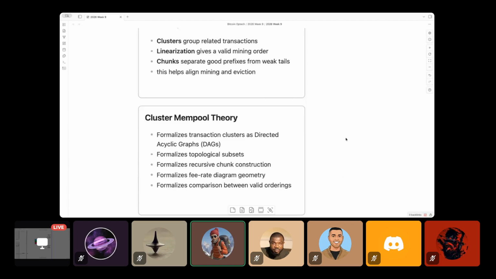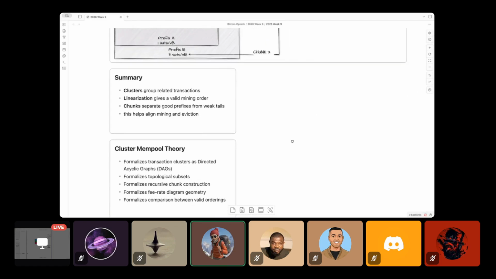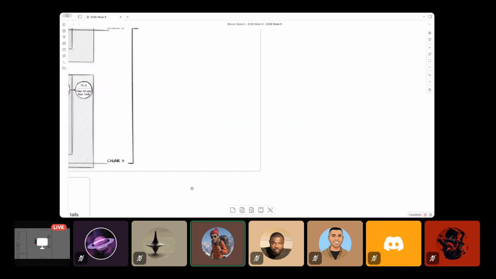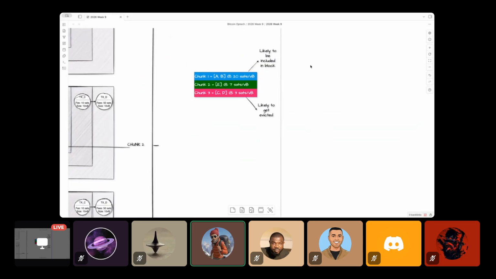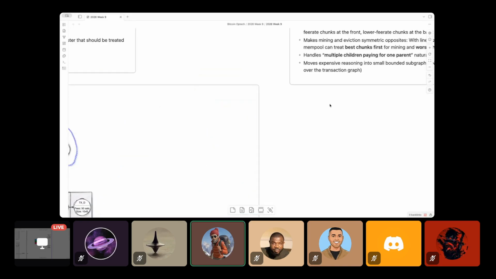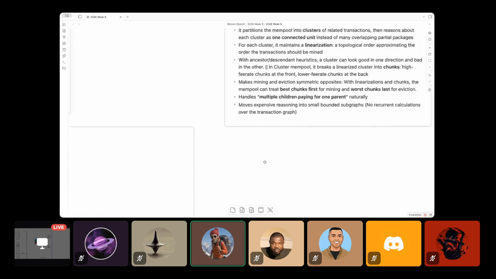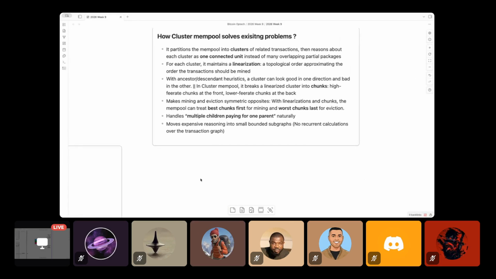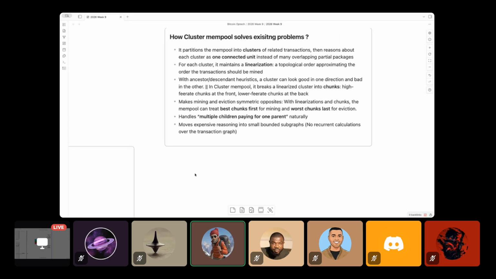And then there are established techniques to compare the valid orderings. So what we saw is a very simple toy example, but the actual real implementation is much more involved than what we saw. But whatever we saw helps you understand what cluster mempool is.